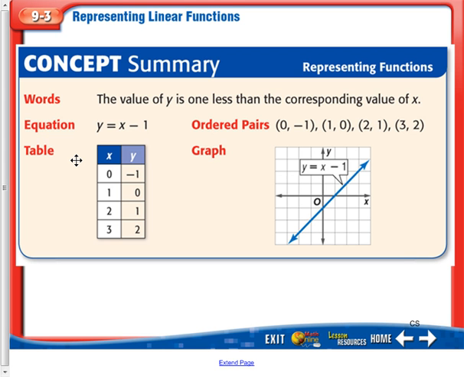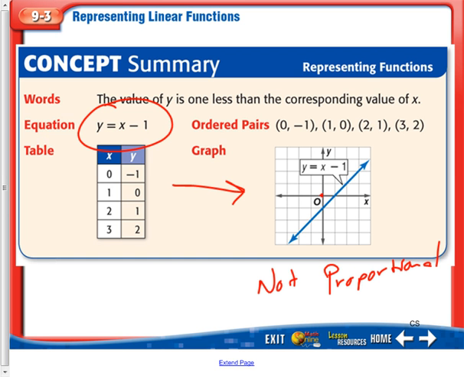Okay, so the value of y is 1 less than the corresponding value of x. So that's what this is saying here. So 0, and we have negative 1. 1, we have 0. 2, we have 1. 3, we have 2. So it's always 1 less, and that's what this function is representing. And what that looks like is right over here. It's not going through the origin, so we would say that this is not proportional. If we're remembering back to our lessons of proportionality, remember proportional meaning equal. So the ratios are not the same.